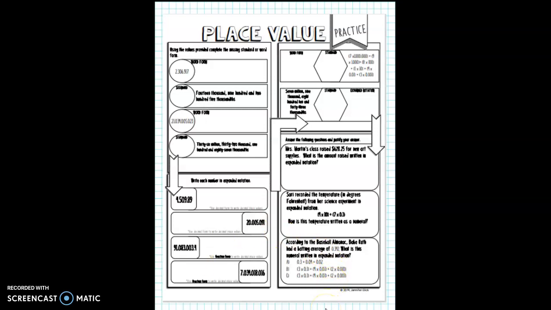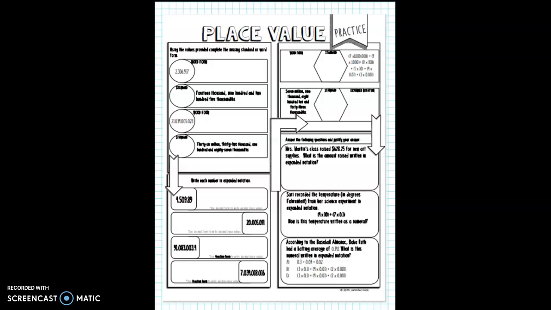Place value. If you look in your MPJ, you should have a place value chart showing you all the places, ones, tens, hundreds, but also the decimal place values to help you. We're going to look at different styles of notation or writing the decimals. So using the values provided, complete the missing standard or word formation.